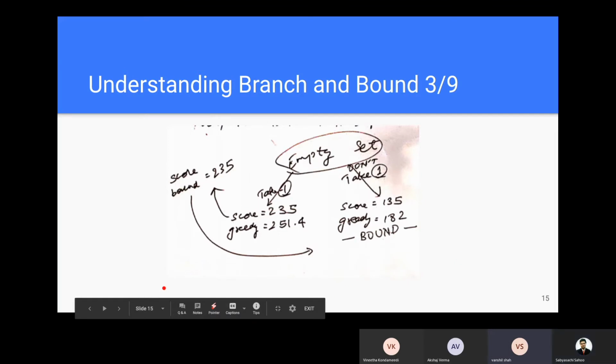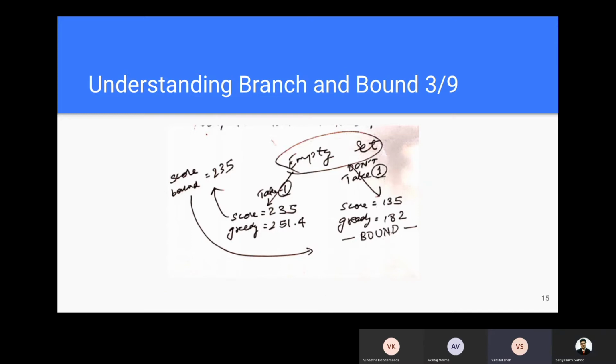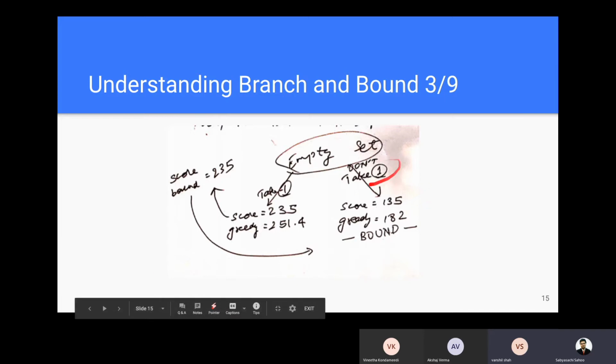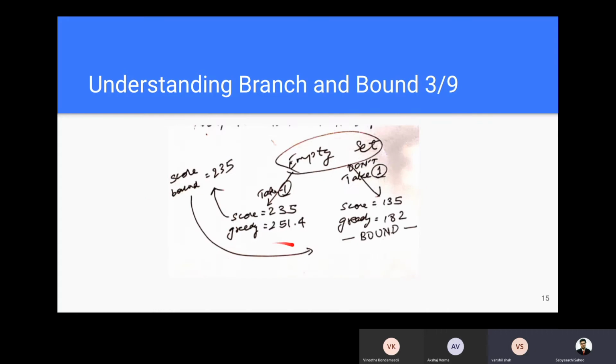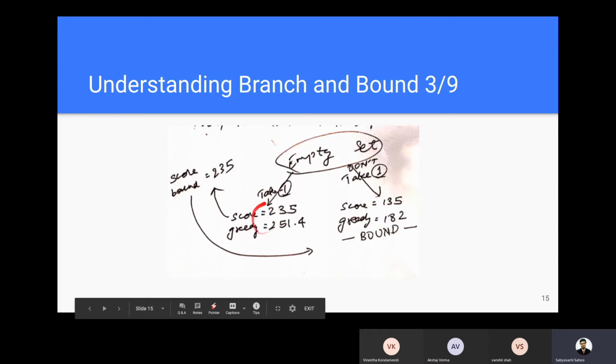Means afterwards there wouldn't be any solution which did not consider C. Yes, exactly. Or not, don't take one. So one means rank one item, but yeah, exactly. See, if there is no such solution that, if you don't take C, will give you a solution better than if you take C, then there's no need to explore further paths. Okay.